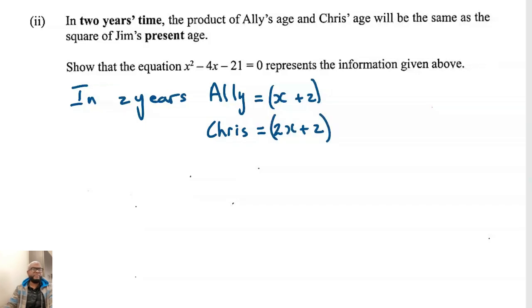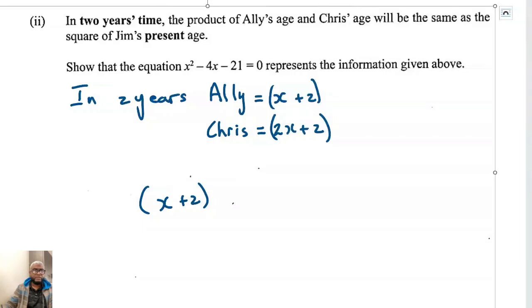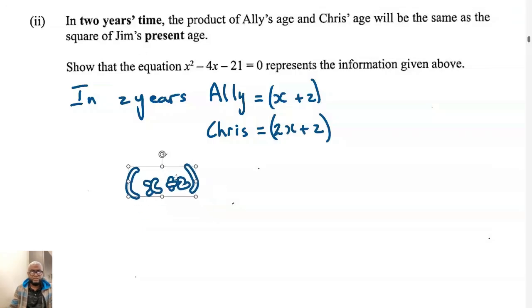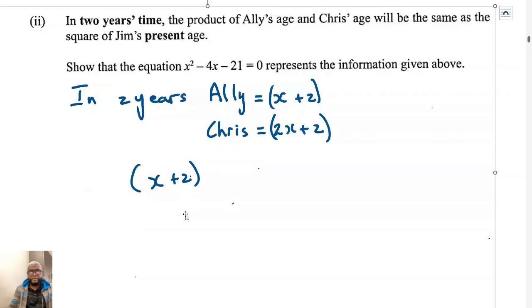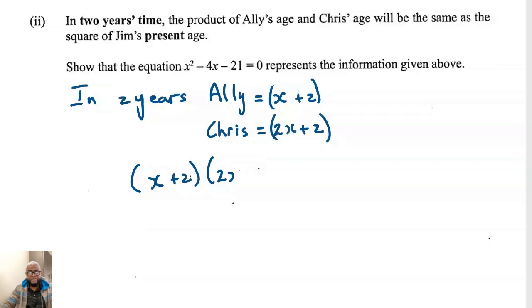Now they say the product. What does product mean? Multiply. So it'll be X plus 2 multiplied by 2X plus 2, which would be equal to the square of Jim's present age. What does square mean? Square means to the power of... But what's Jim's present age? Somebody tell me. X plus 5. So it'll be X plus 5 squared.